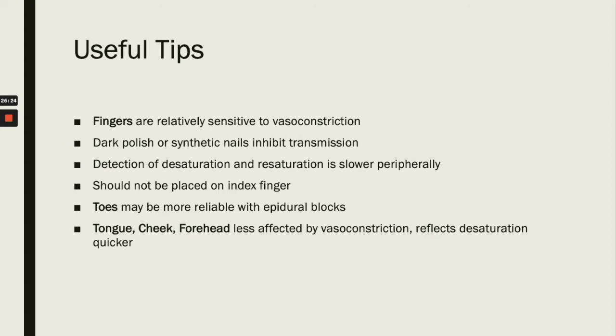Just kind of FYI, if you had a patient and you were concerned about some desaturations, and you have a finger probe that's plastic and can be unwrapped and made flat, you could place it on their forehead or on their cheek, and you could get a more accurate depiction than on the fingers, because the fingers are relatively sensitive to vasoconstriction.